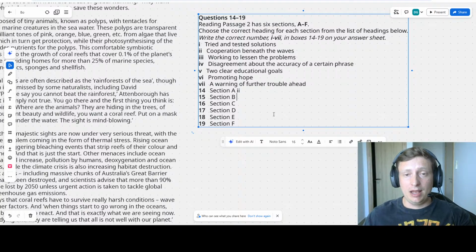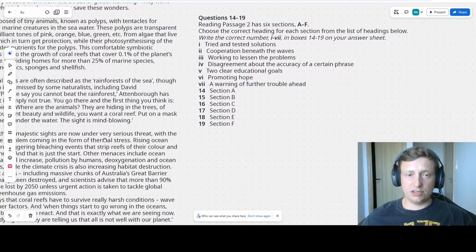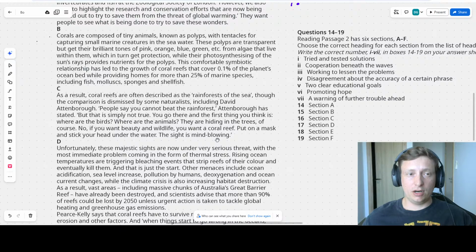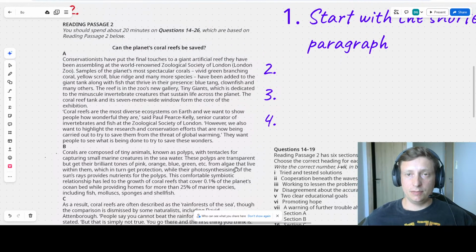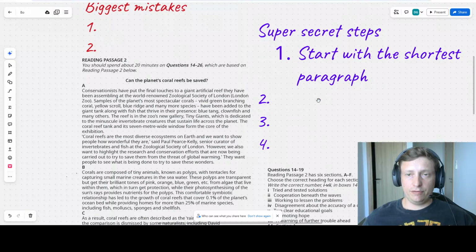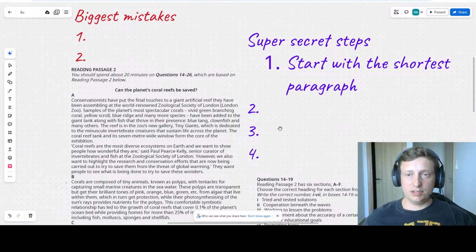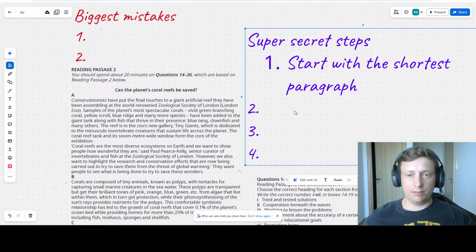And the reason is, when we get the first answers wrong, we're probably going to get all of them wrong. So we want to start with the shortest paragraphs, as the likelihood of getting it correct when there is less information to understand is much, much higher. So start with the shortest paragraph. This is our first step.